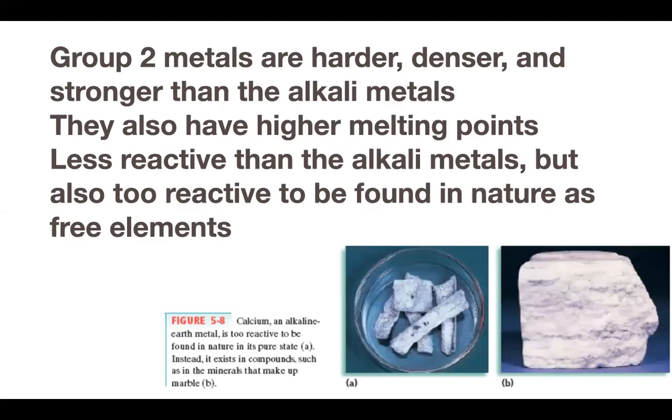So they're still going to react with elements in nature. For example, in the picture on the left-hand side, we have pure calcium, but in nature, we usually find calcium as something called lime, I think, which is calcium oxide. And it's one of the components of marble, and that is a big block of marble that you see here.